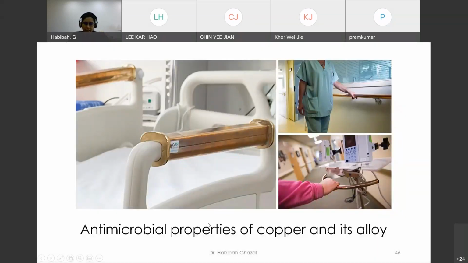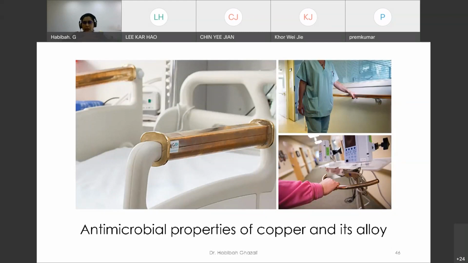All right, so another property of copper and its alloy is that it has antimicrobial properties. So if we sneeze on top of copper alloy, or if our hand has bacteria or a virus like COVID and touches it, they can die when they land on the copper surface.